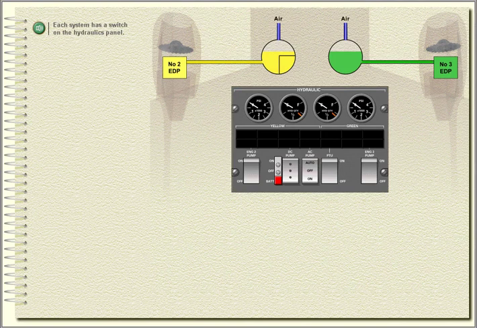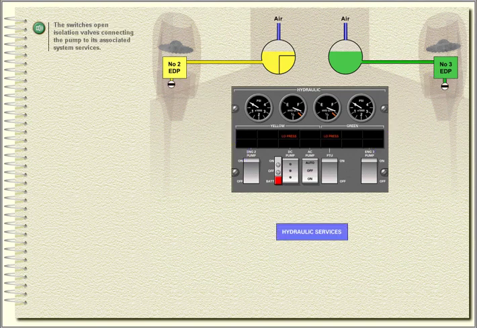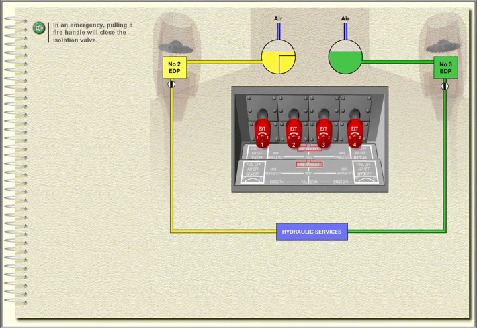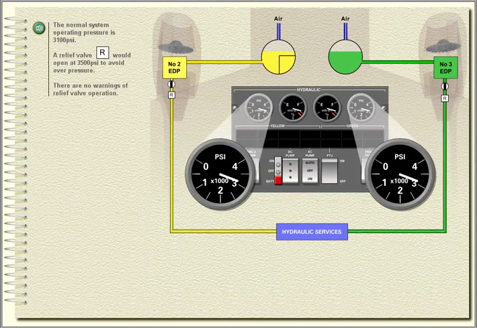Each system has a switch on the hydraulics panel. The switches open isolation valves connecting the pump to its associated system services. In an emergency, pulling a fire handle will close the isolation valve. The normal system operating pressure is 3,100 psi. A relief valve, R, would open at 3,500 psi to avoid overpressure. There are no warnings of relief valve operation.